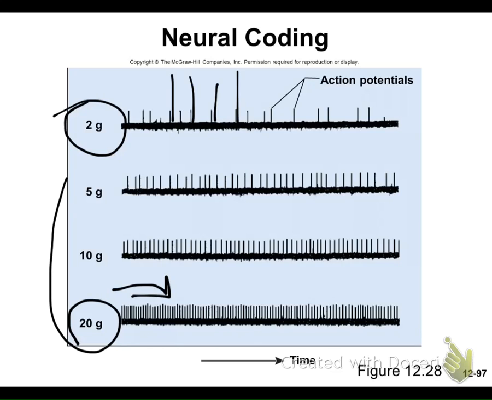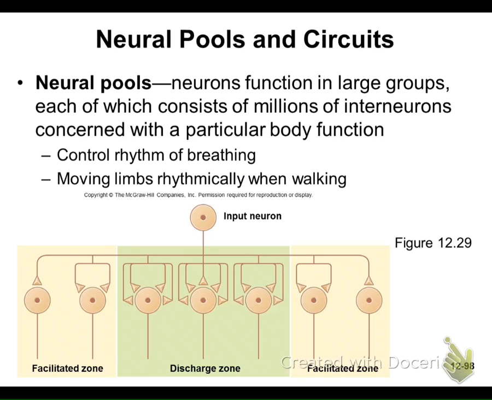So the point is this: the more often the action potential is reaching the central nervous system, it tells the brain that that's a greater intensity or a greater need. Let me keep working through this with you.